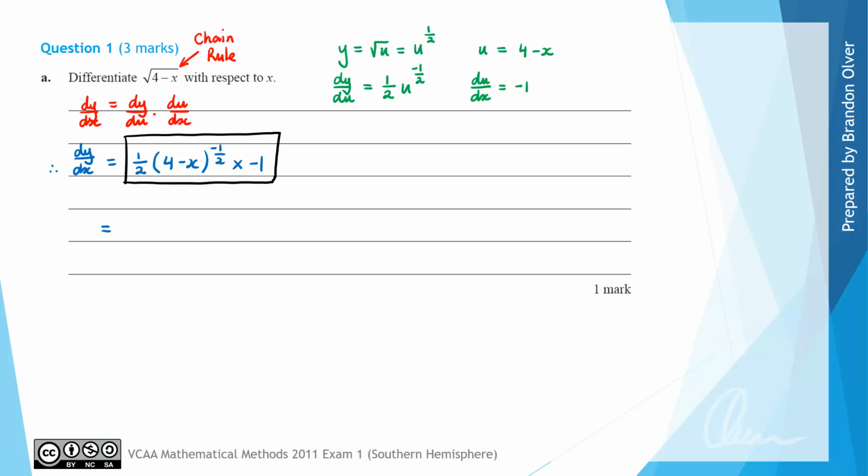However, it could also have been written as the half times negative 1 gives negative 1 divided by 2, and then the u to the power of negative a half could be written as u, which is 4 take x, in the denominator under a square root sign. So that is another equivalent answer to this question. Either of those would have been accepted.